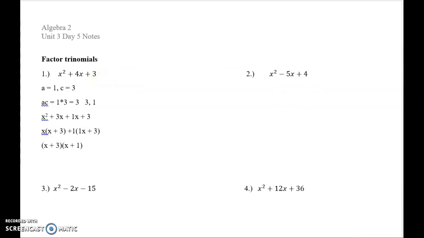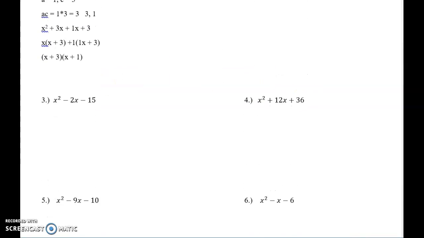Okay, we're going to skip number 2. We're going to go down here to number 3. All right, let's do the same thing with number 3. Let's see if we can figure out what A and C are. So A, my computer likes to capitalize those. A is still that understood 1. C in this case is negative 15. Make sure you take that sign with it. C is negative 15. So AC, 1 times negative 15, negative 15 is negative 15.